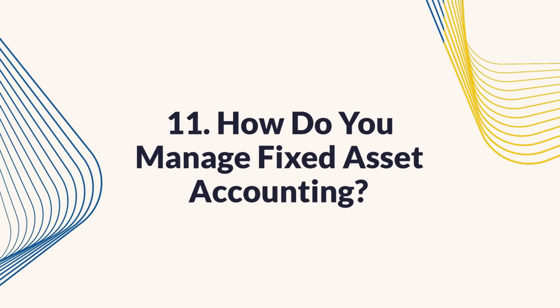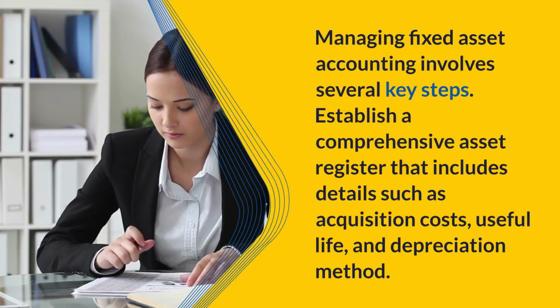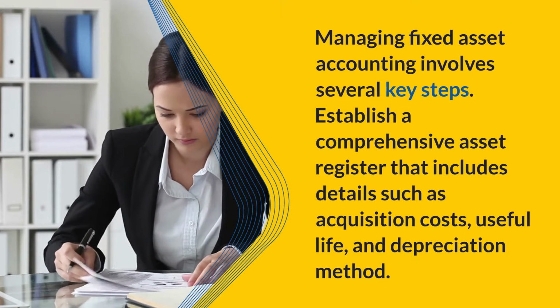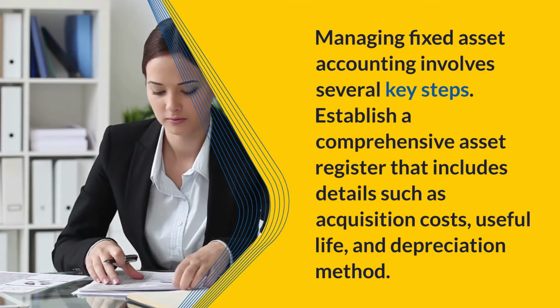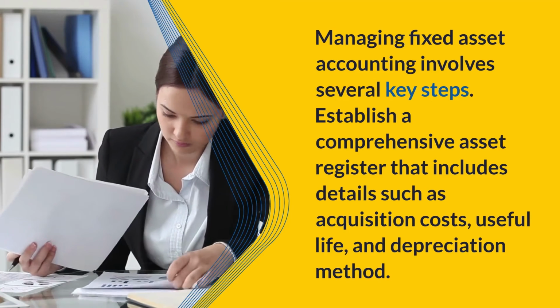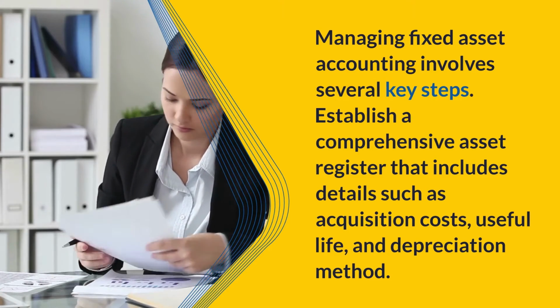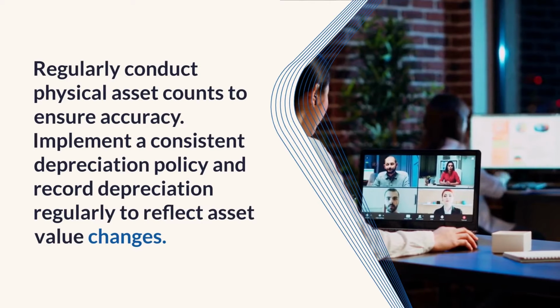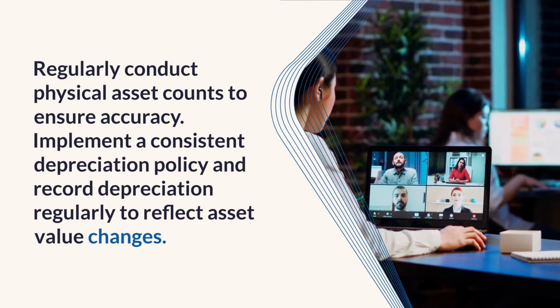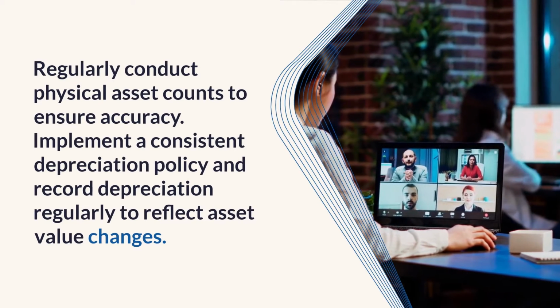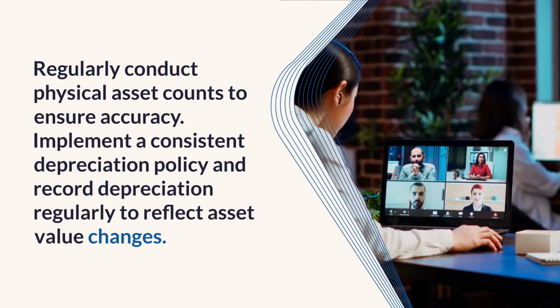11. How do you manage fixed asset accounting? Managing fixed asset accounting involves several key steps. First, establish a comprehensive asset register that includes details such as acquisition costs, useful life, and depreciation method. Regularly conduct physical asset counts to ensure accuracy. Implement a consistent depreciation policy and record depreciation regularly to reflect asset value changes.